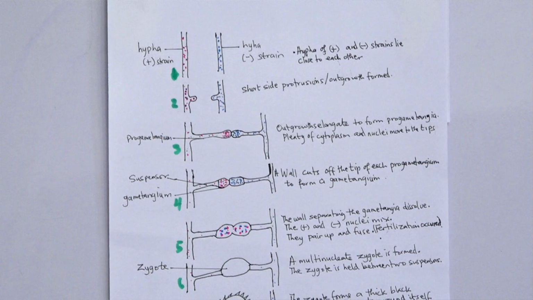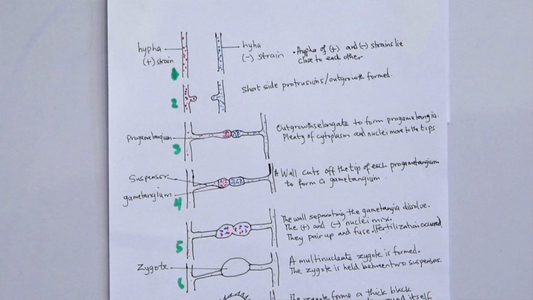And this kind of structure is called a progametangium. Now, the swollen tips meet together and the wall cuts off parts of the progametangium from the tip. And when the wall cuts off, the part that is the tip is known as a gametangium. And the part that is suspending the cut-off tip is called a suspensor. So the tip is the gametangium, this part is the suspensor. Then this one too has a gametangium and a suspensor.